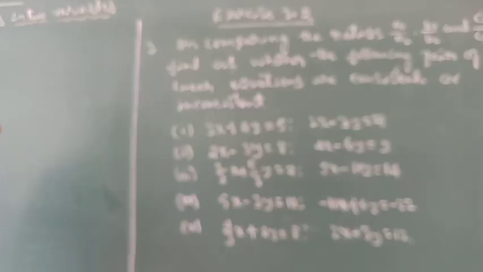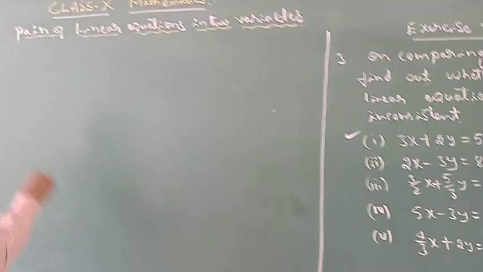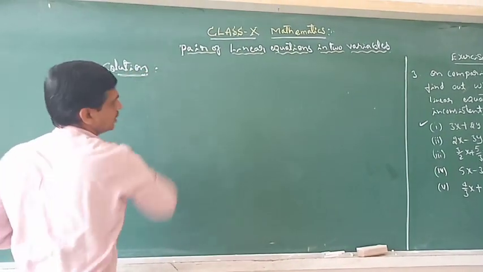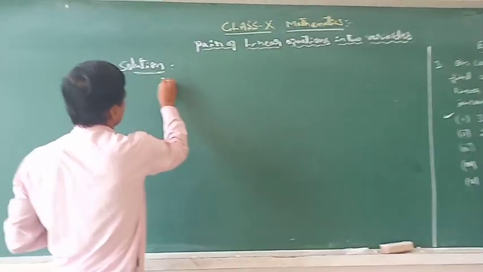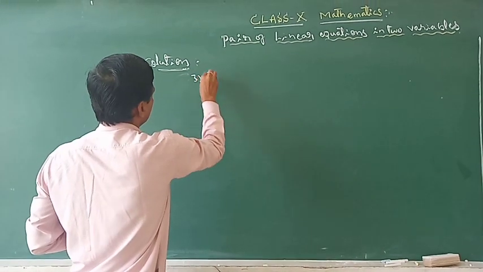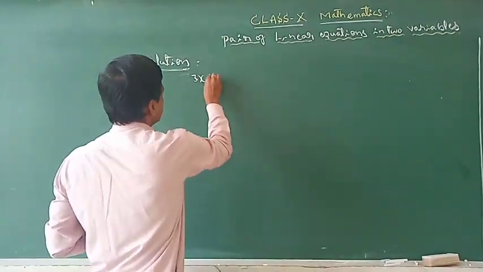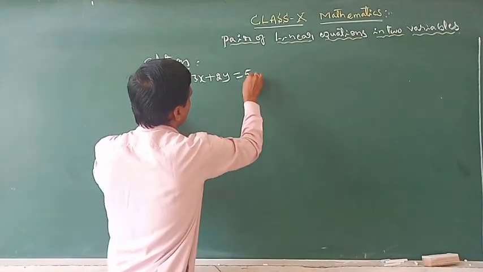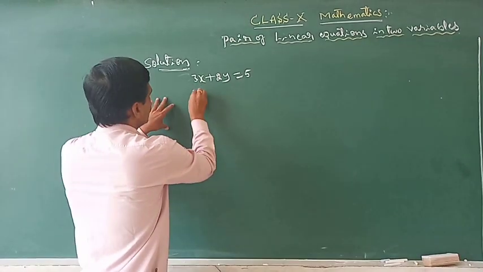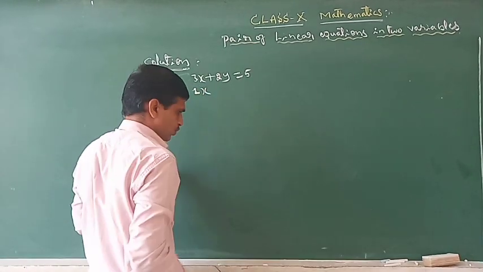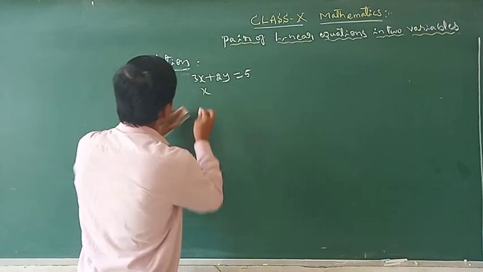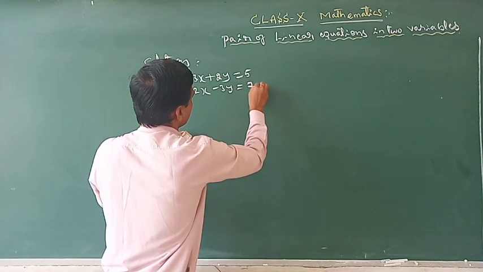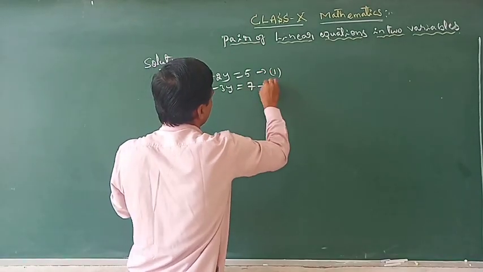Among them I will solve any two. Take the first one. Solution. Here again I write the pair of linear equations: 3x plus 2y is equal to 5, and 2x minus 3y is equal to 7. Call them 1 and 2.